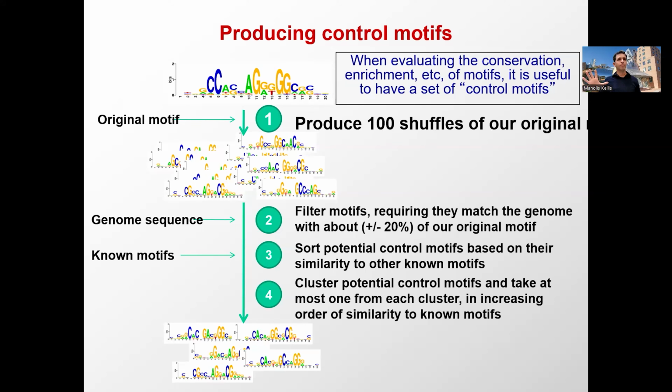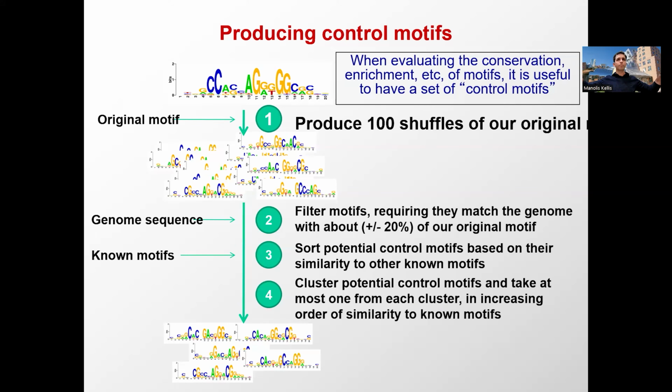Is everybody with me here? So basically, you're going to produce hundreds of shuffles. Then you're going to filter, requiring that they match the genome roughly the same amount. You're going to sort potential control motifs based on their similarity to known motifs. You don't want your shuffles to be matching real motifs, so you're going to exclude those. And then you're going to cluster potential control motifs and take at most one representative from each cluster. You don't want to be randomly rediscovering 30 different versions of the same exact sequence and therefore be highly biased. So you want to cluster them and exclude the ones that are very similar to other ones so that you have very different control motifs.